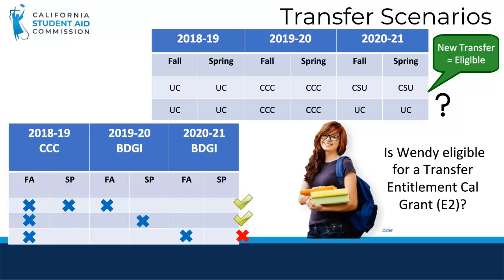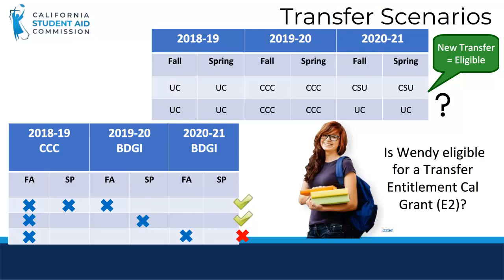There are many unique scenarios to consider for transfer entitlement students. Here we're going to see if Wendy is eligible for a transfer entitlement Cal Grant in each of these scenarios. For the first one, Wendy attended UC Davis in 2018-2019, but changed her mind and decided to attend a nearby community college for the 1920 year. In 2021, she plans on transferring to a CSU. Is Wendy eligible for a transfer entitlement Cal Grant? And the answer is yes, because she will be considered a new transfer and will be eligible at the CSU campus.